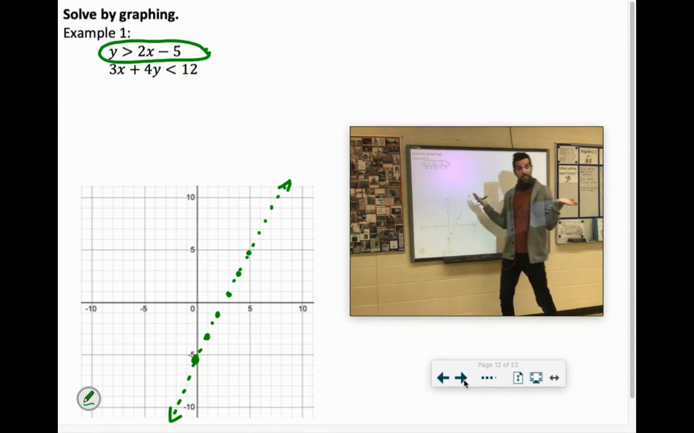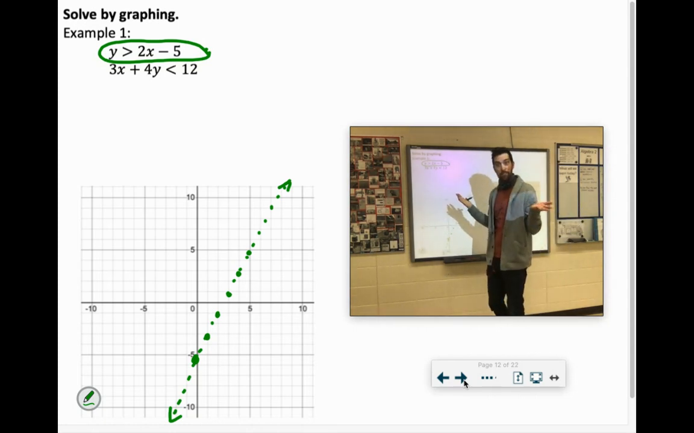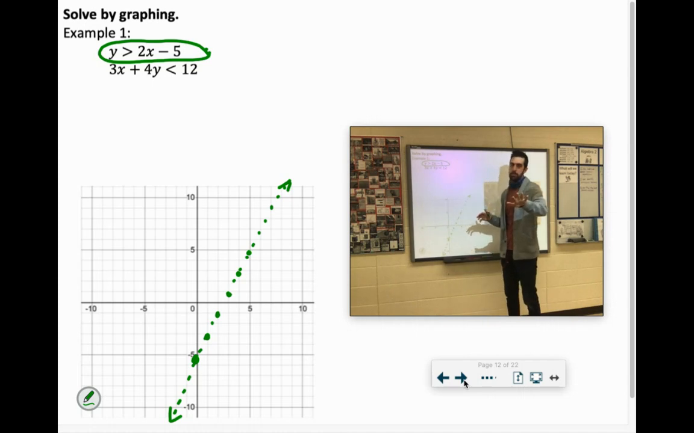And it's greater than, so we're going to shade above. So here's how I'm going to do it on the board. But again, you can shade all that stuff pretty lightly.